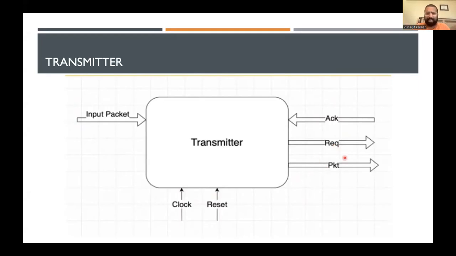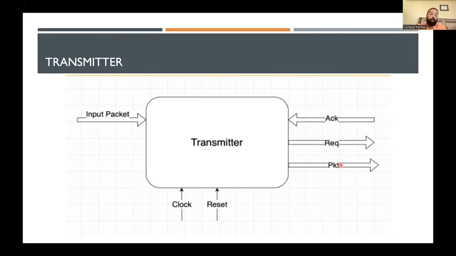The transmitter is pretty simple. It doesn't do anything. We don't have to go into detail about what's happening inside, but the basic idea of the transmitter is I give the transmitter an input, it'll receive that input, and it will send that input as an output from itself. And that output will go as PKT or packet.